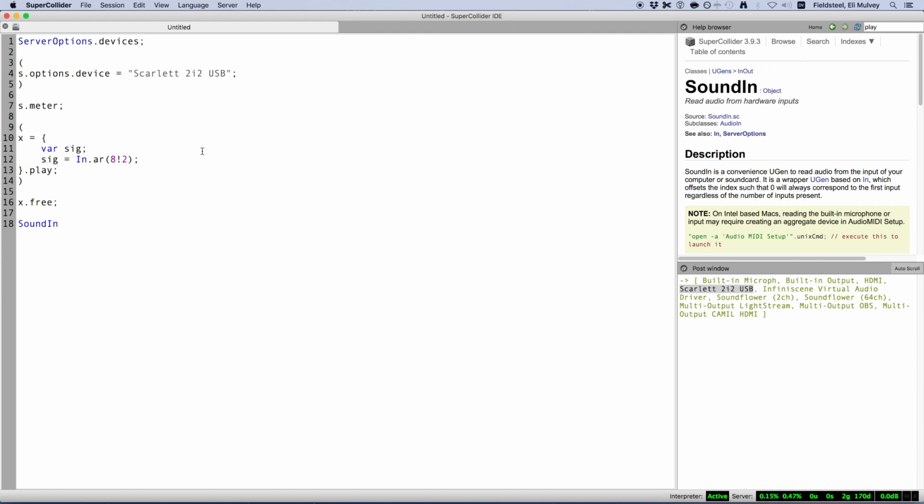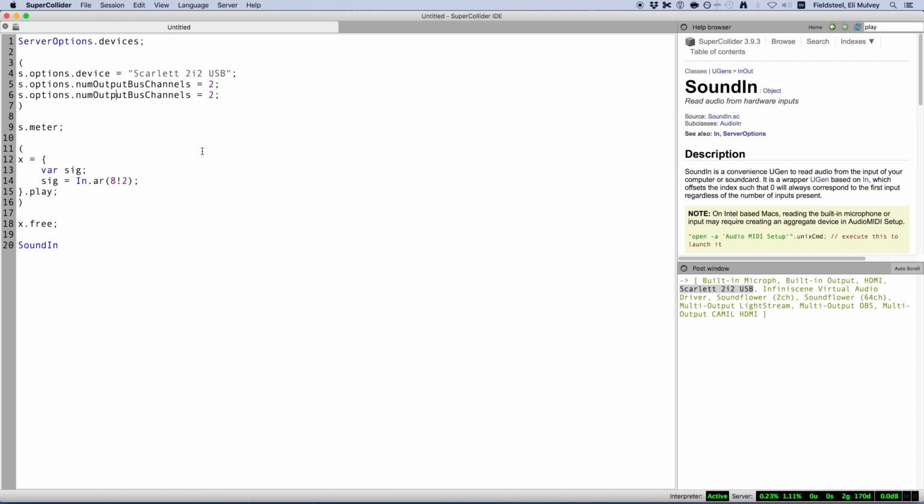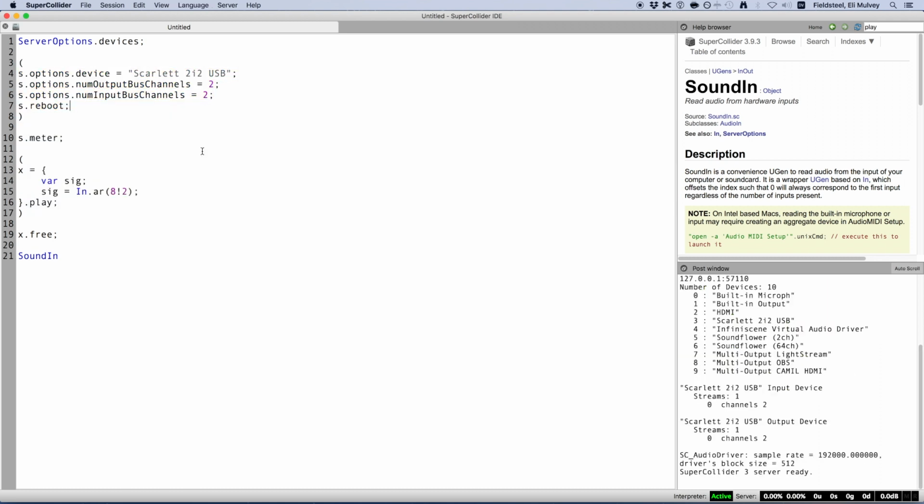And because my interface has 2 ins and 2 outs, it's probably a good idea to mirror this configuration on the audio server, like this. And finally, for these changes to take effect, we need to reboot the server.